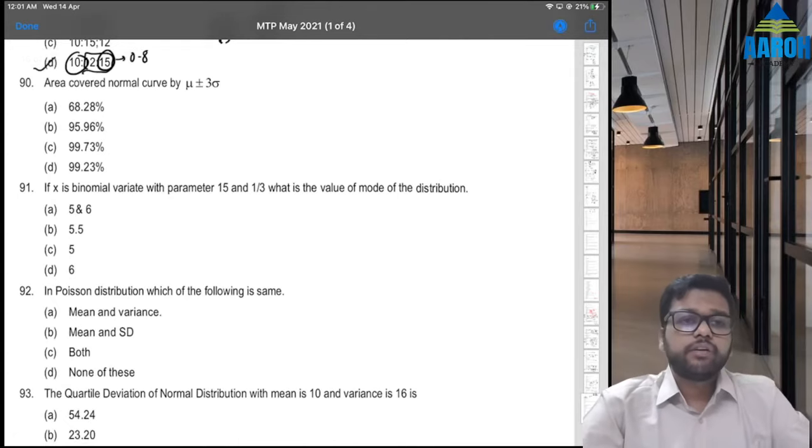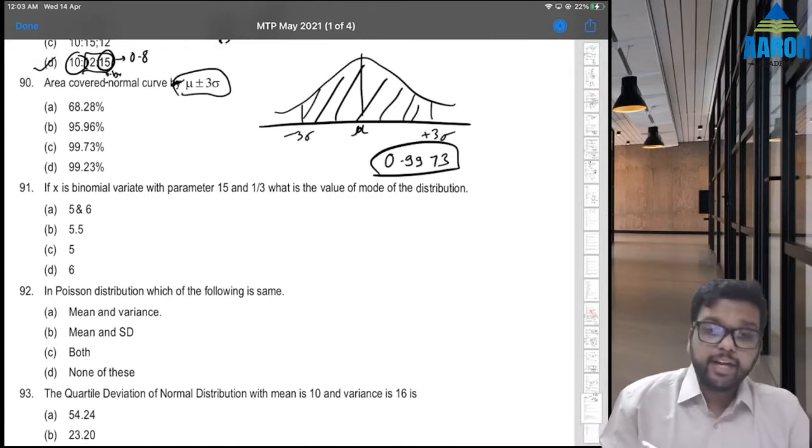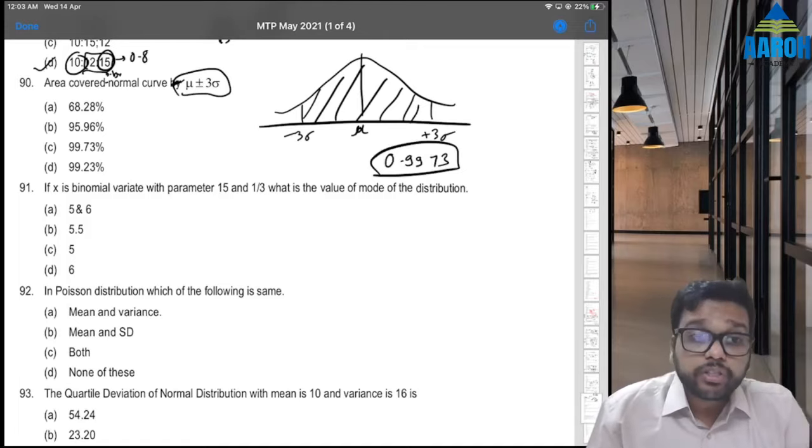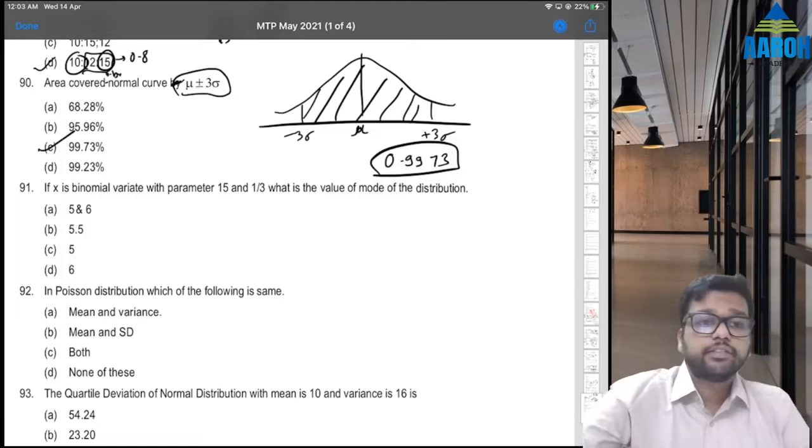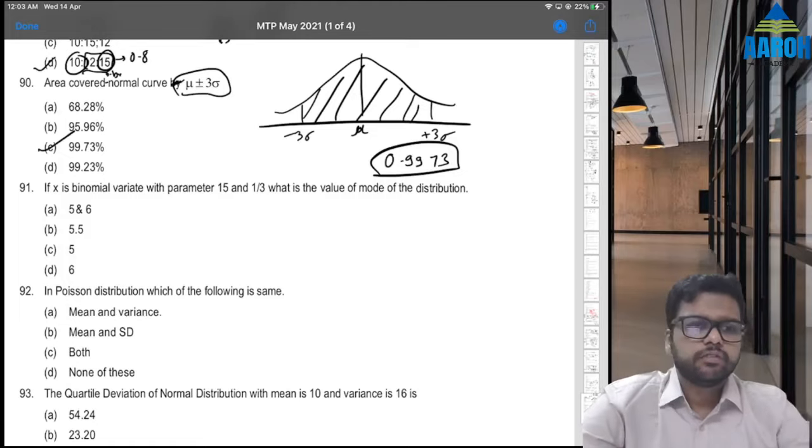Area covered by normal curve by 99.73% approximately. You can see this, check this from the normal distribution table. So C will be the correct answer here, 99.73%.